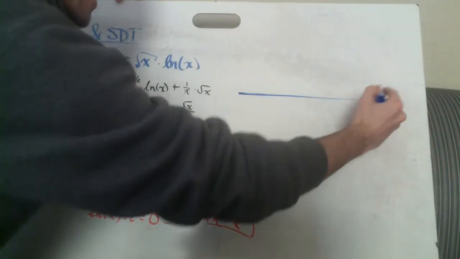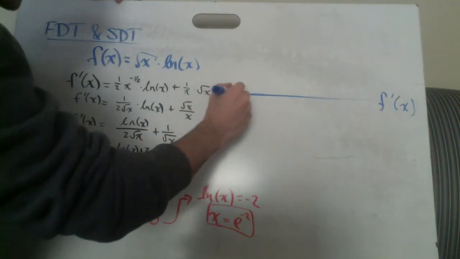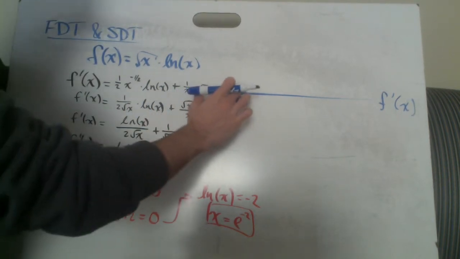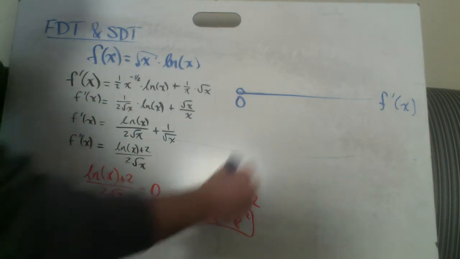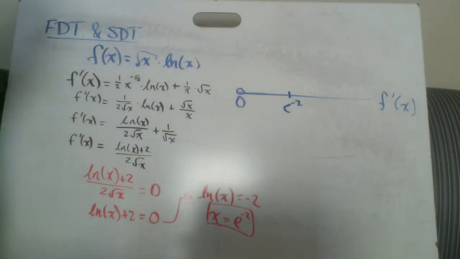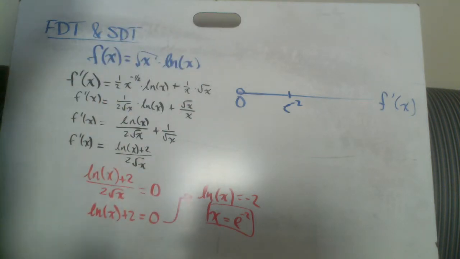Here comes my sign line, and this sign line is representing f prime. We know 0 is where we start, and x can't equal 0, so I'll put an open circle right at 0. Our only critical value for x is e to the negative 2nd power. And that's a pretty small positive number, right? e is like 2.7. This is e to the negative 2nd, so it's maybe like 1/9. It's a pretty small interval here. And then the rest of f prime is going to be all the same.